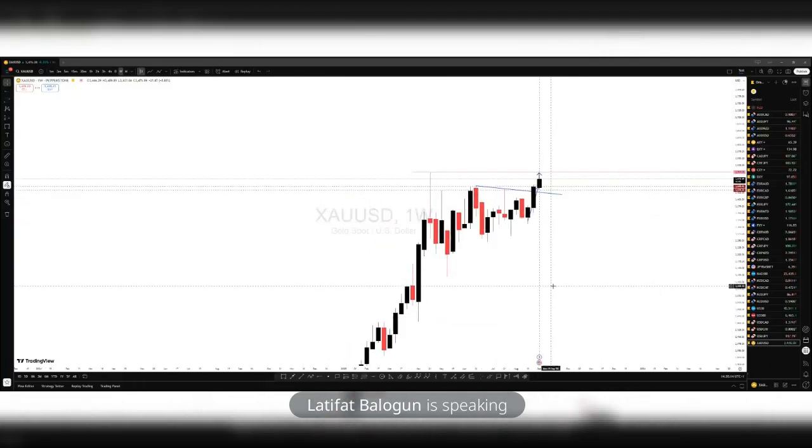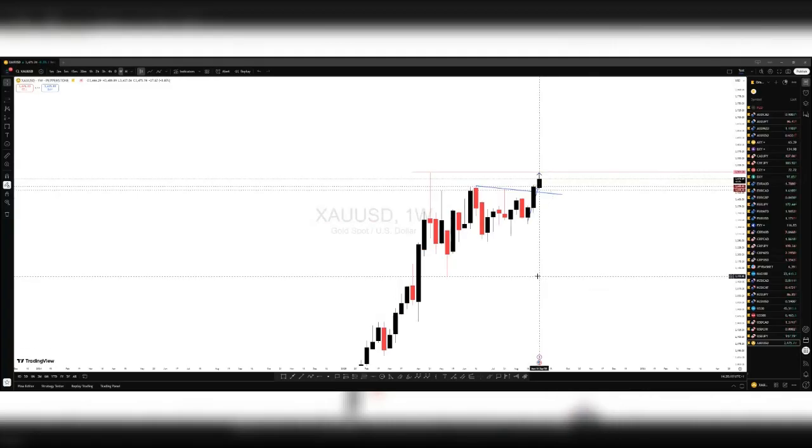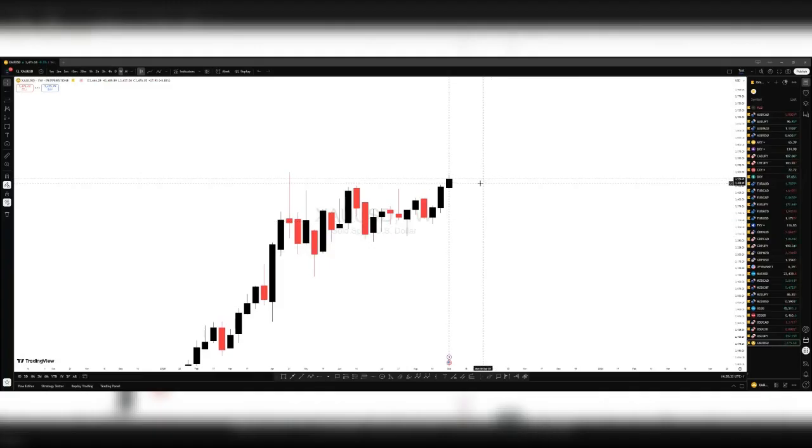All right. Look at what we have on the weekly time frame. The weekly time frame tells me that there is liquidity up here, all the way up here. Now, if there's liquidity up here, we can see clearly that price has not yet taken that liquidity.